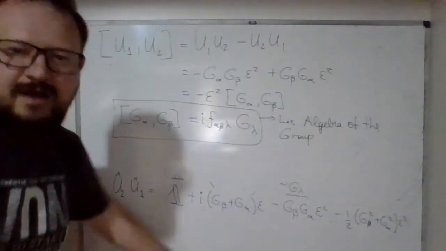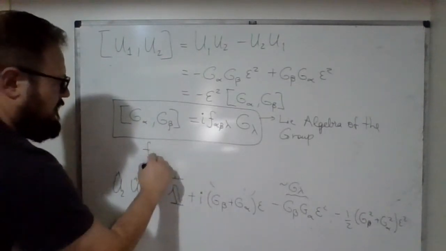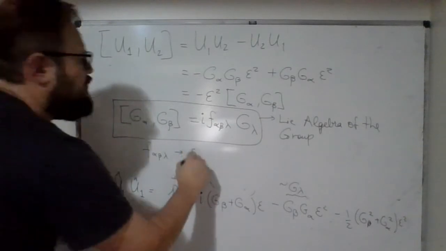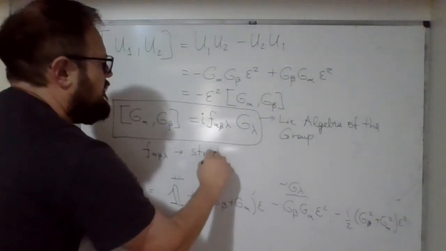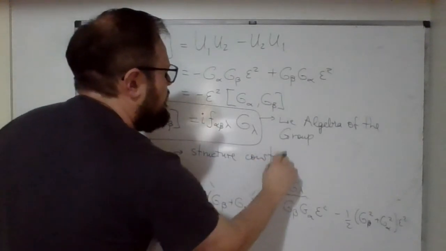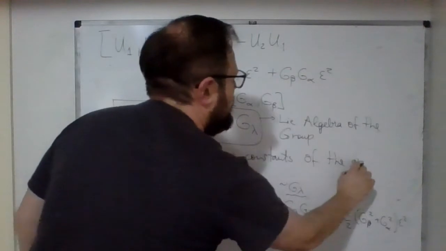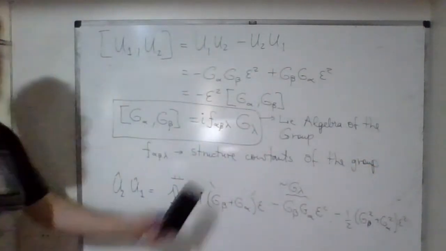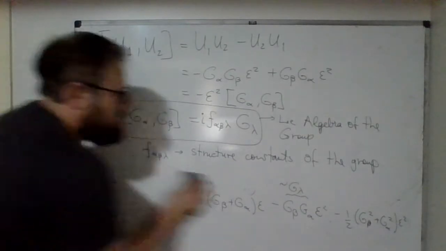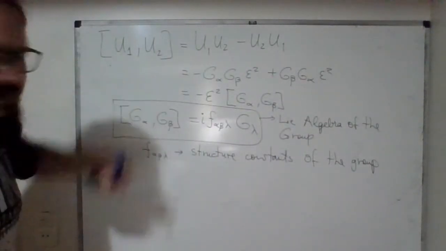Okay, this is the Lie algebra of the group, and this f, alpha, beta, lambda are called the structure constants. They are constants of the group. Okay, so this is it for Lie groups. Now we can provide an example, a clear example.